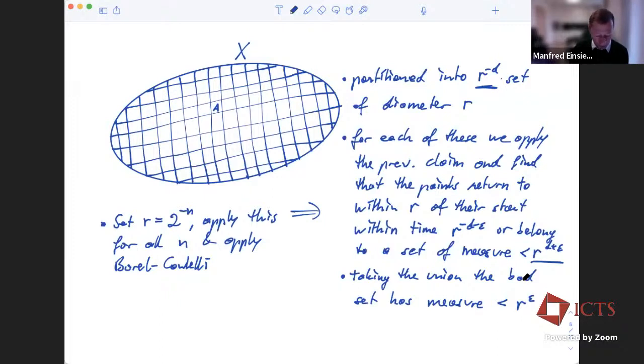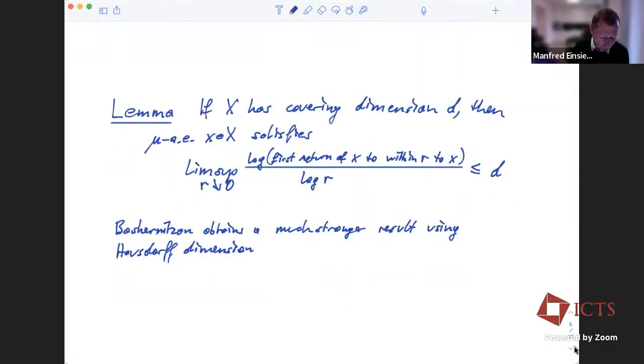So if I now take the union over all the n's, I see that almost every point will be a good point for all but finitely many scales. So for almost every point, for almost all scales, I will have a quick return. And this is a quick outline of a statement of that form.